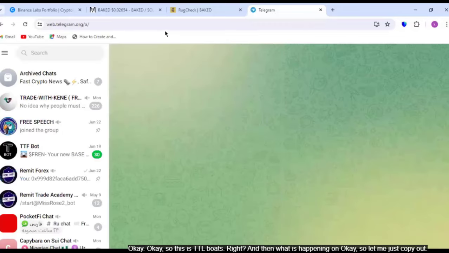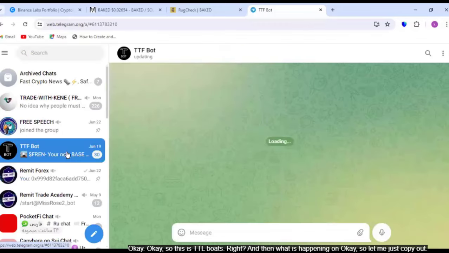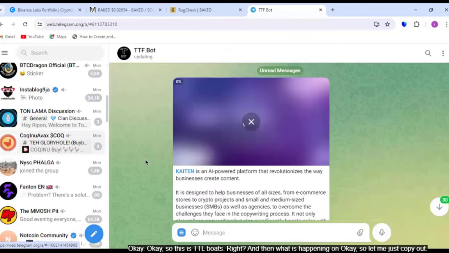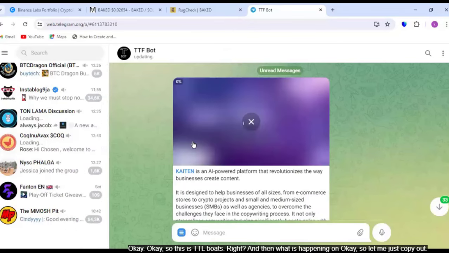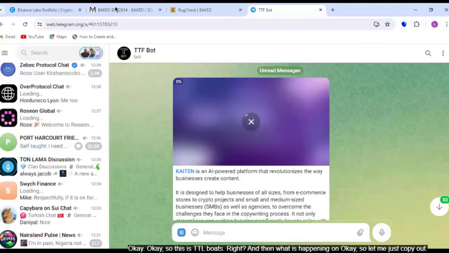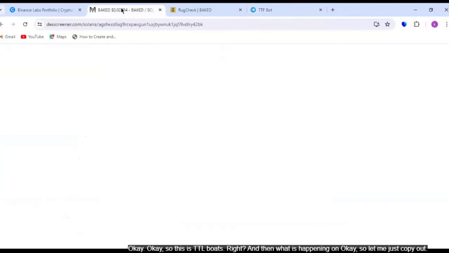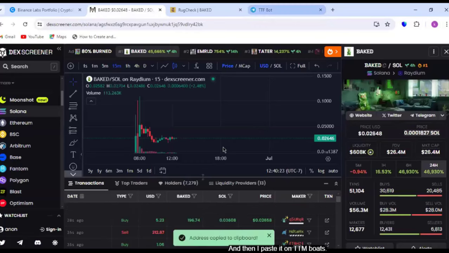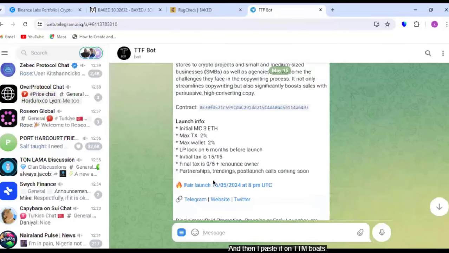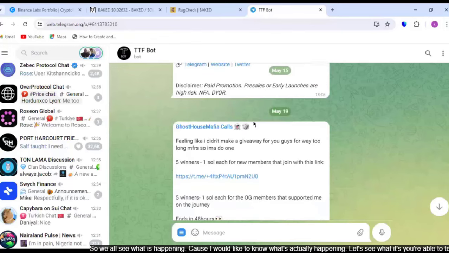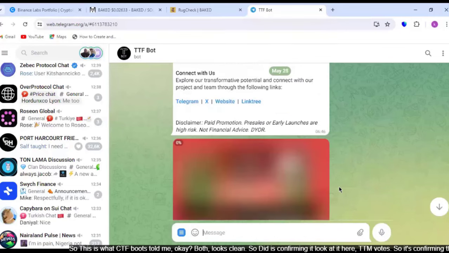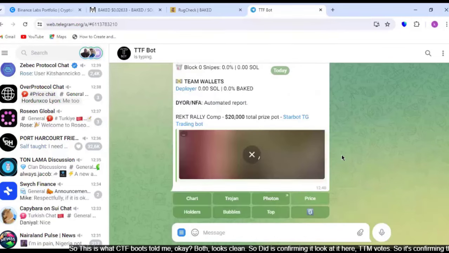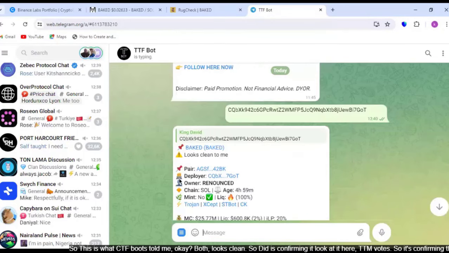Okay, so this is the TTF bot, right? And then what is happening on the TTF bot? Okay, so let me just copy the contract address, and then I paste it on the TTF bot. So we'll all see what is happening, because I would like to know what's actually happening. Let's see what the TTF bot will tell me. So this is what the TTF bot told me.